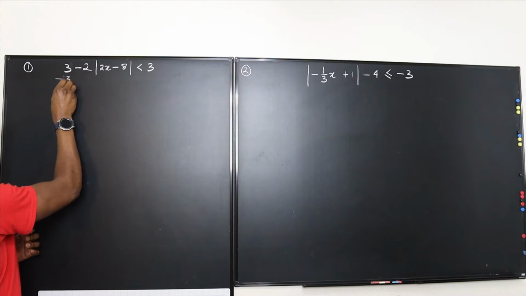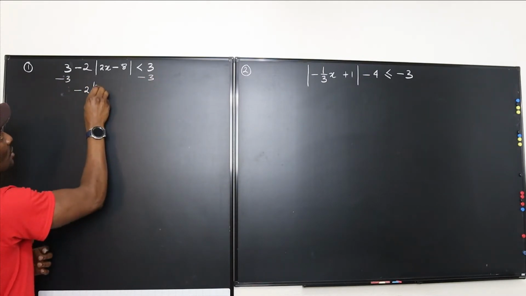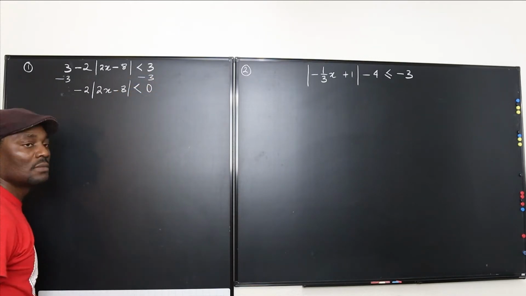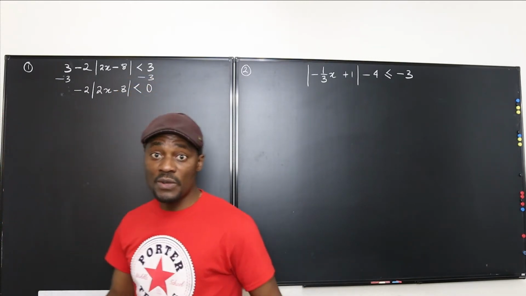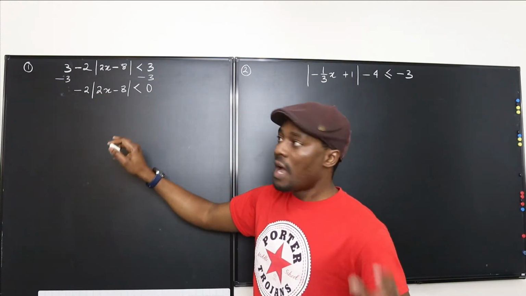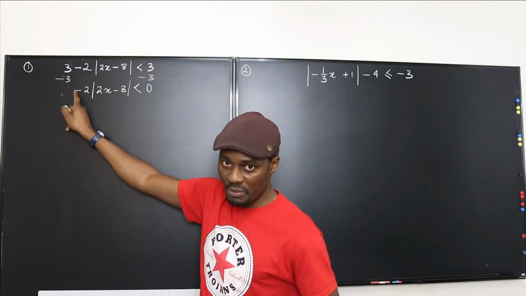So let's say we take 3 away from both sides. Okay, we're going to end up with -2 absolute value of 2x minus 8 is less than, this is going to be 0. Okay, so now that you've got 0, what do you do next? Divide both sides by -2. And you notice that I took this -2 along. Don't forget about the negative, it's a part of it.